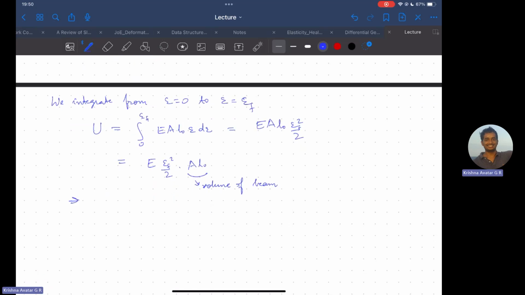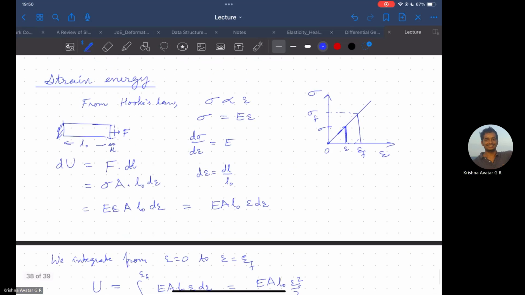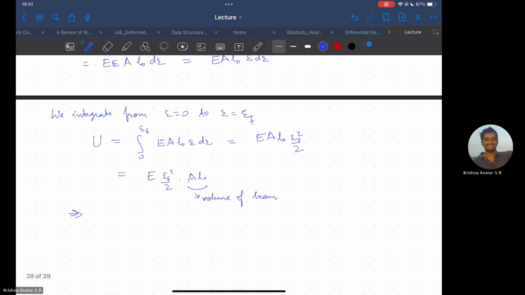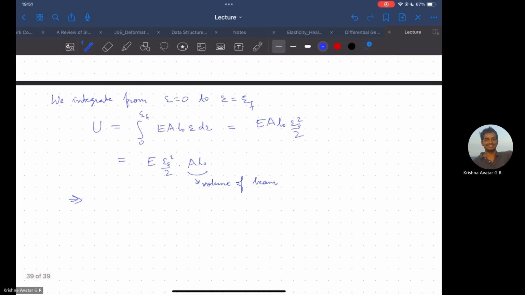And this simply implies that U is equal to this quantity, which is called elastic strain density or strain energy density.